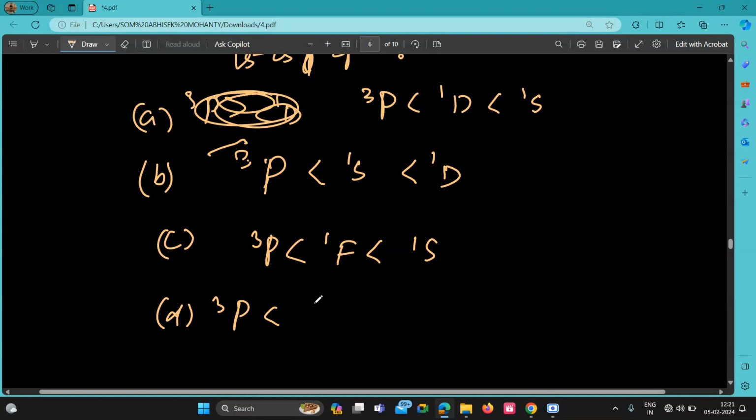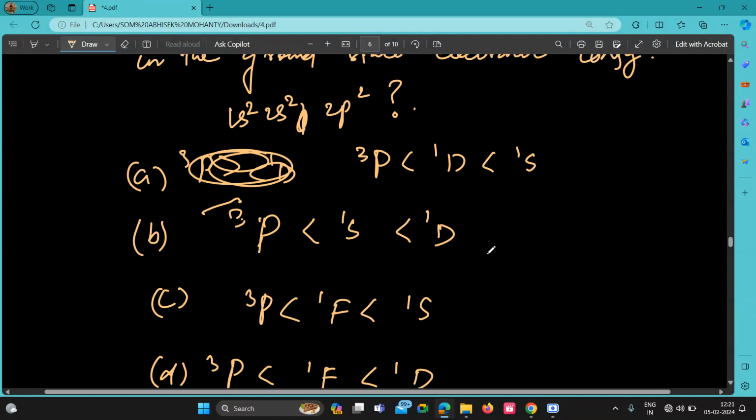3p is less than 1f, which is less than 1d. Okay, so you can see 3p is everywhere. So 3p is right, but we need to find the second one, isn't it? So here, what is the last state? 2p2. So everything will be according to 2p2 then. The ground state will be decided according to 2p2.